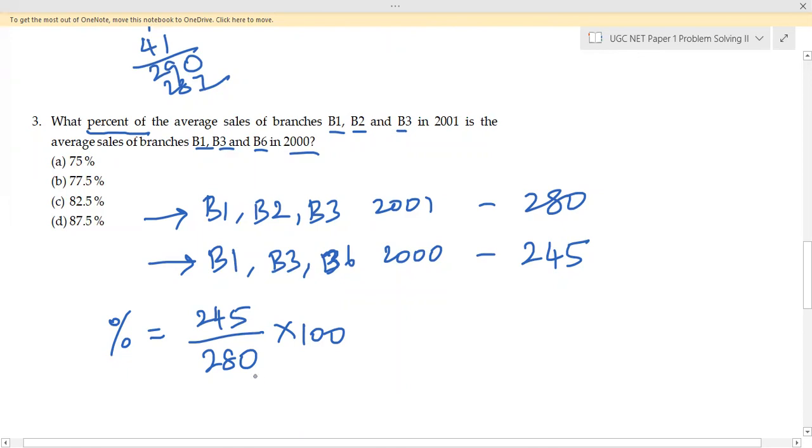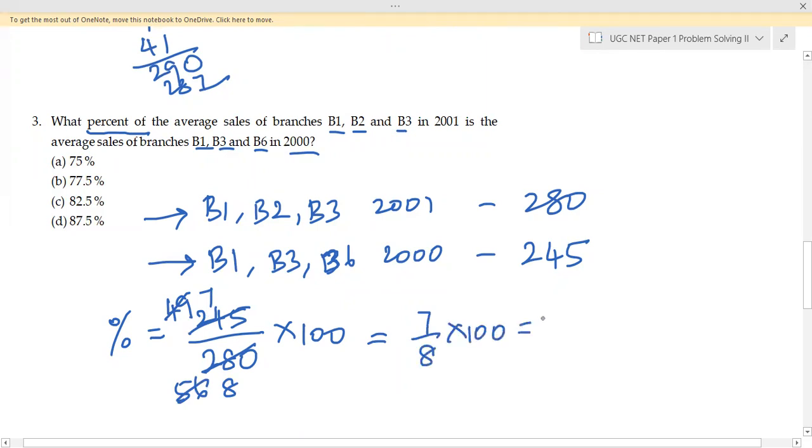So 245 by 180 into 100. I think I can simplify this fraction. 245 by 180, both numbers are divisible by 5. This is 49 in the 5 tables, and this is 56 in the 5 tables. And once again, 49 and 56 both are divisible by 7. So 7 sevens are 49 and 7 eights are 56. So finally we have 7 by 8 into 100.